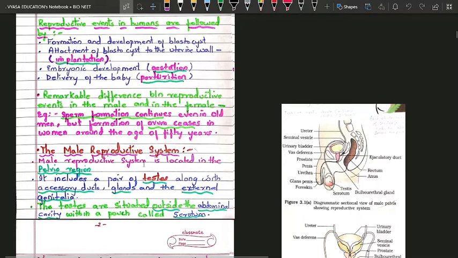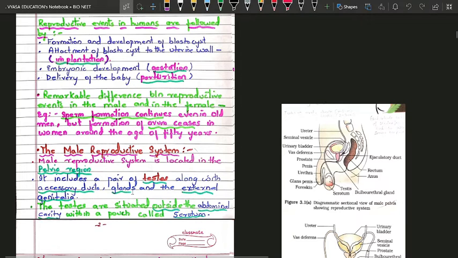The male reproductive system is located in the pelvic region. See, it is situated in the pelvic region. This area is called the pelvic region. Why? Because there are two pelvic bones. So it is called the pelvic region.